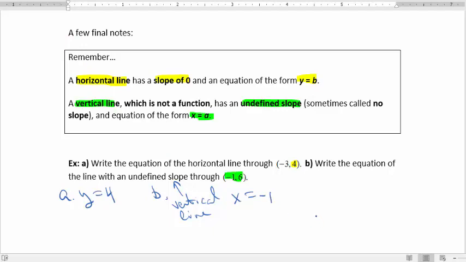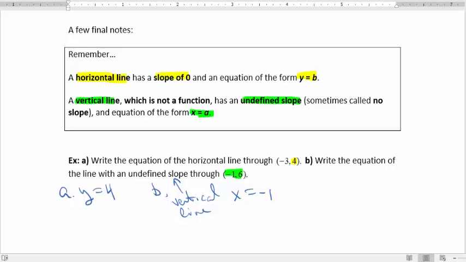So those were just special lines that you can't use slope-intercept form on, because they can't be written in that form. They're just going to be written as y equals some number for the horizontal line and x equals some number for the vertical line.